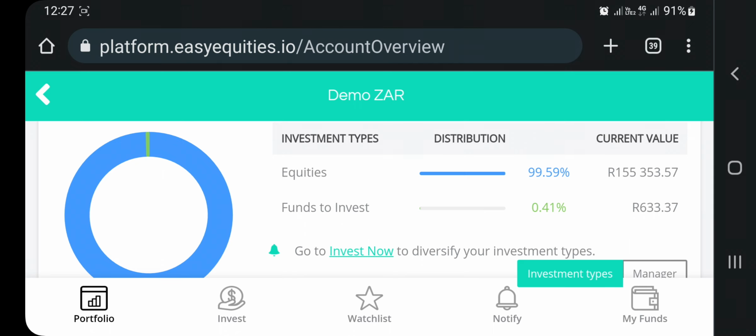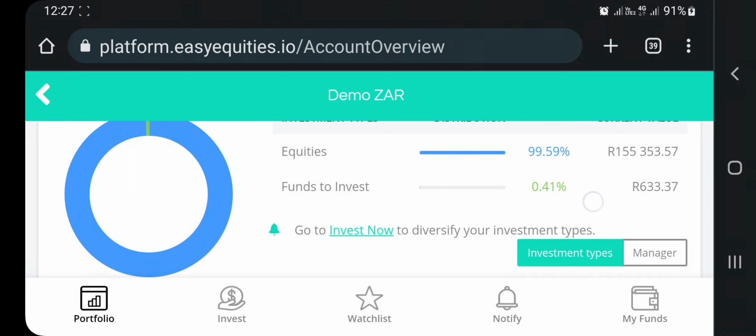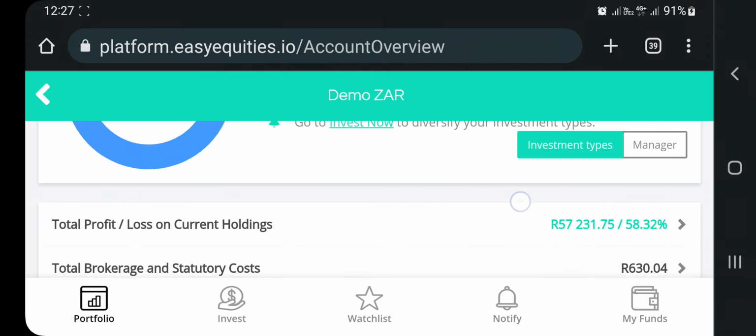Then if you have unsettled cash, maybe you just sold your shares and that money is not yet settled in your account, then it's also going to appear somewhere around here. It's just that I won't be able to go to my real account, so I'm going to keep showing it to you here.